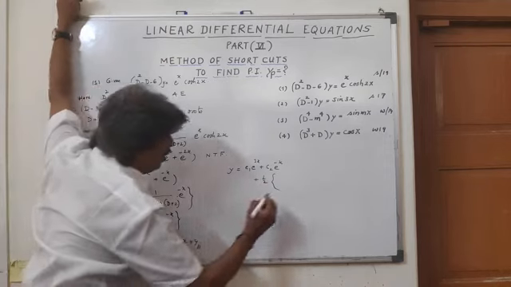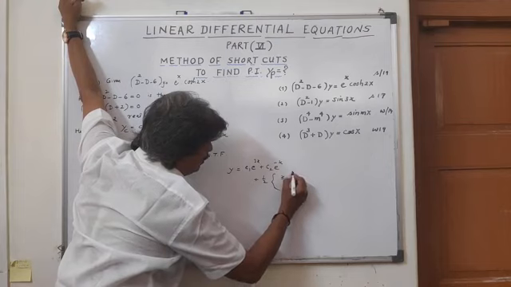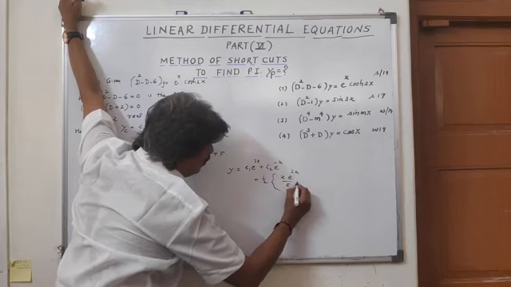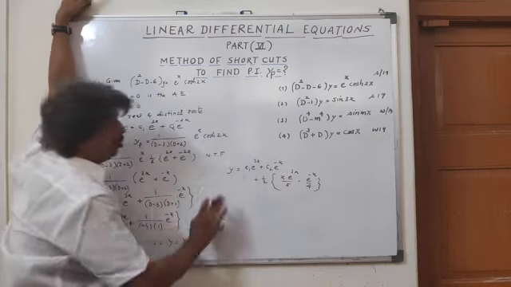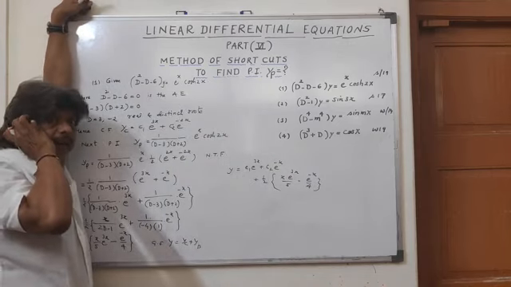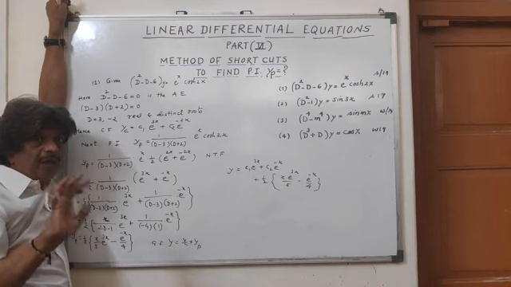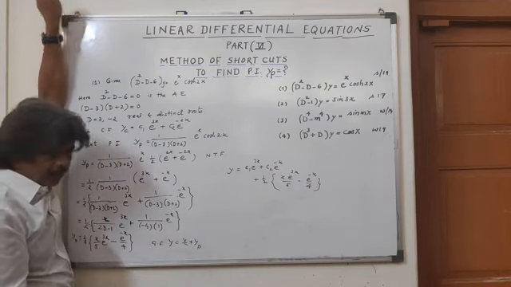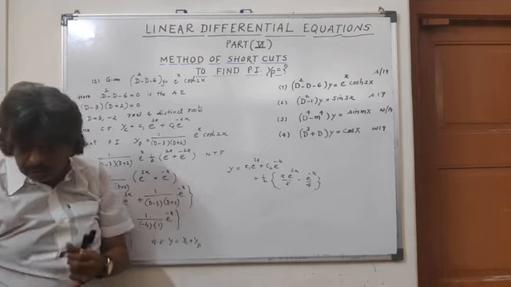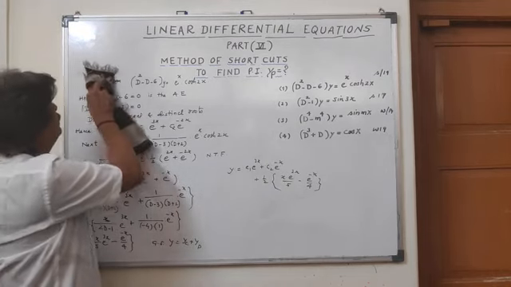x by 5 e to the power 3x upon 5 minus e to the power minus x by. So this is the complete or general solution of the given first example. Now we would turn on to the second one.